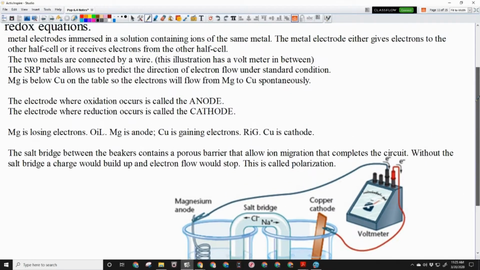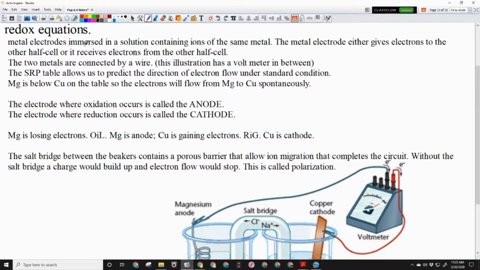Now these two metal electrodes are immersed in these solutions, and they are connected by a wire. And you see here, this just has a voltmeter in between so it can register the voltage. But you can see that the wire goes in and comes out, so we could take this voltmeter out and just connect these wires. Okay, so we're going to look at our SRP table, and this is going to allow us to predict the direction of the electron flow.